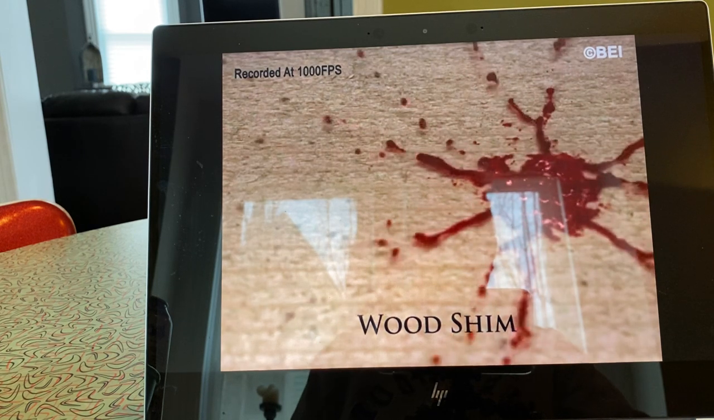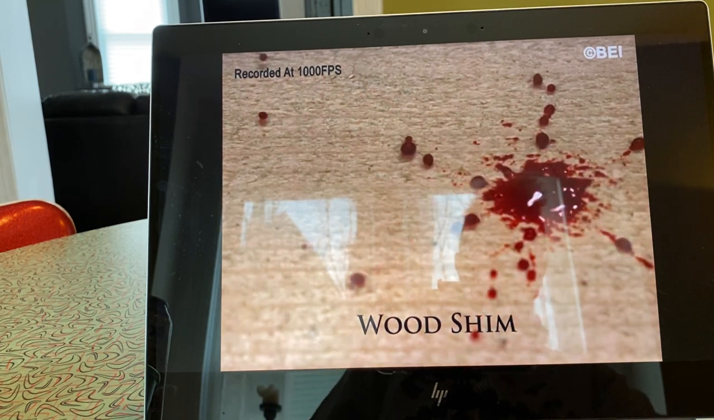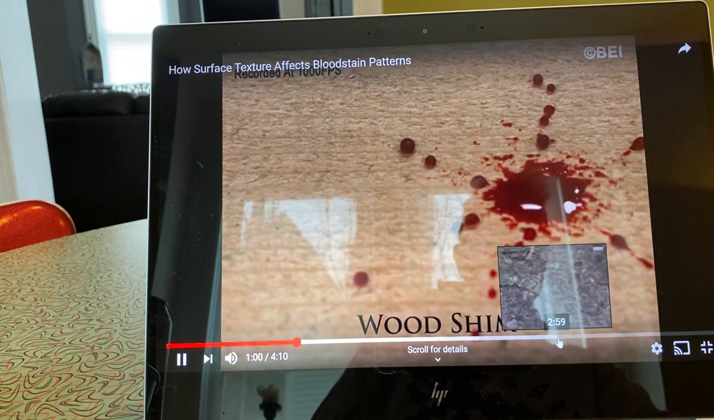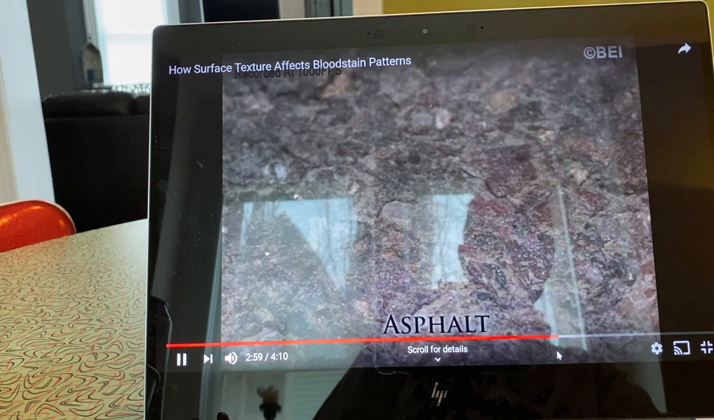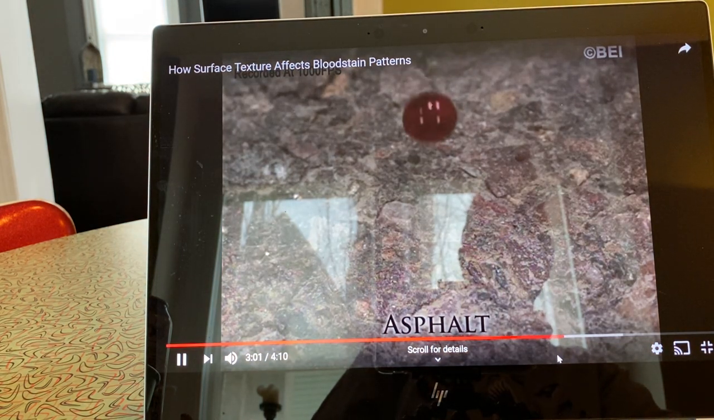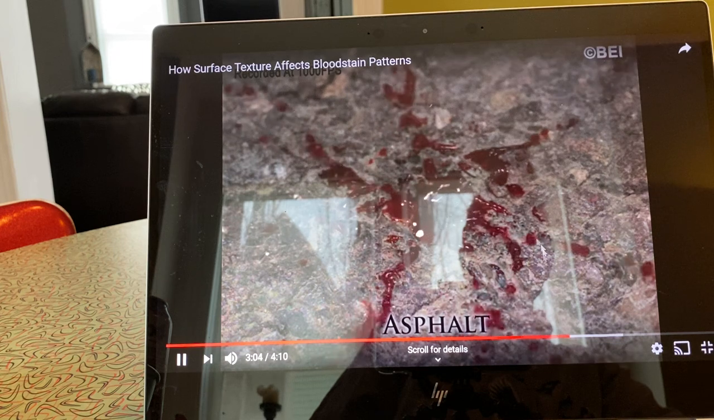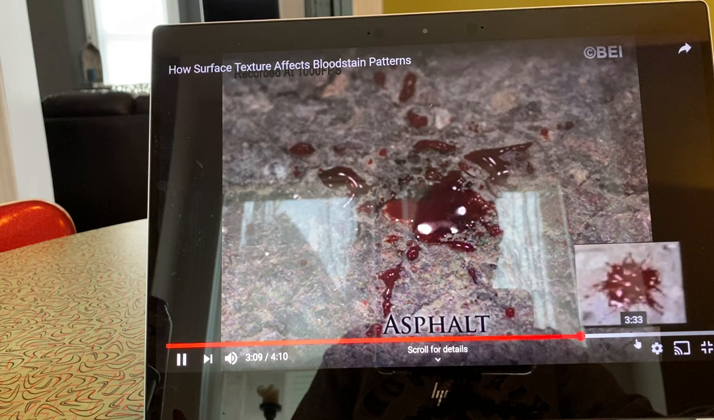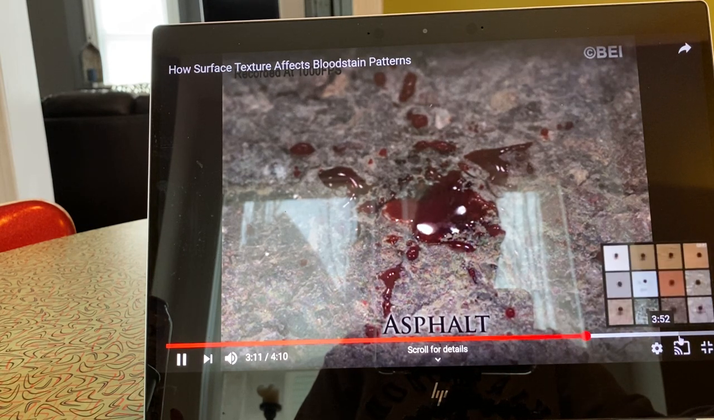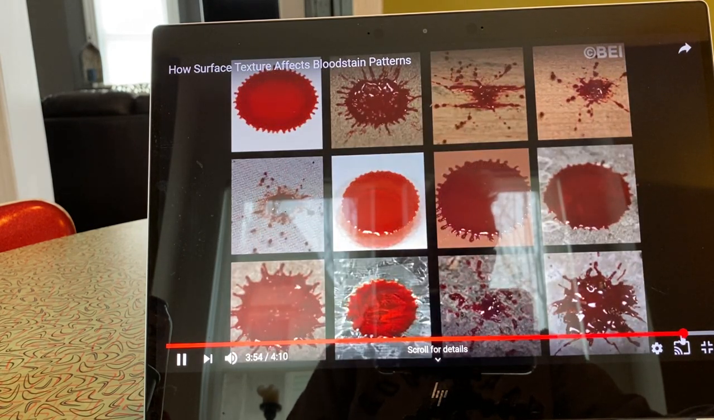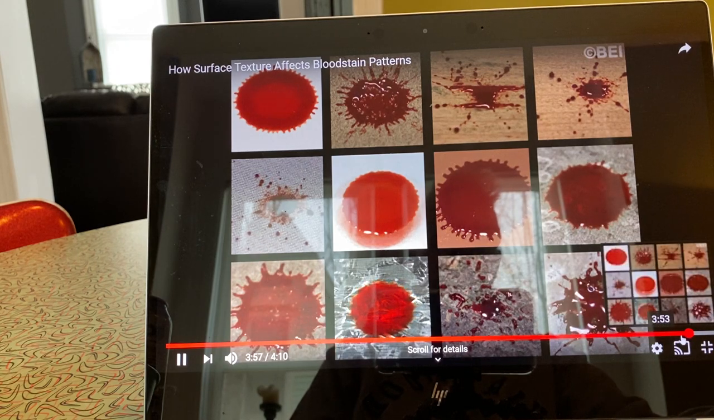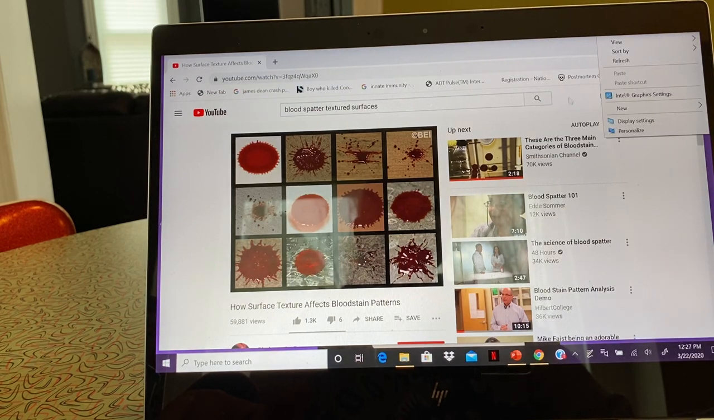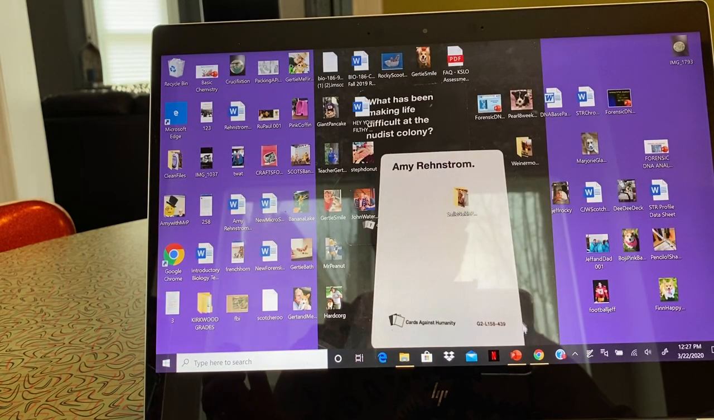Wood shim. So it would be hard to look at that and try to calculate the angle. Let me show you probably the most significant one. Here we have, I think this is concrete, or no, asphalt. So yeah, I can't even really see the original shape. If we look at all of these surfaces, they can look completely different, even though they're being dropped from the same angle and from the same height, okay? So surface texture is obviously a big deal.